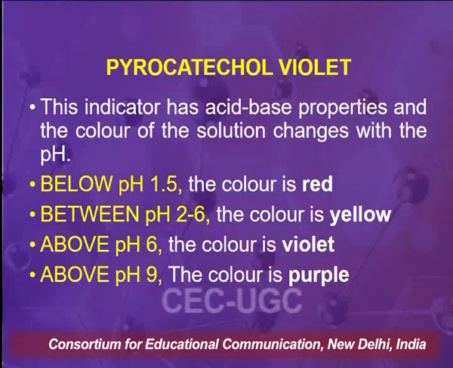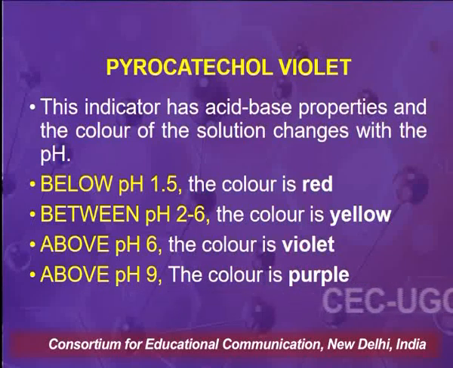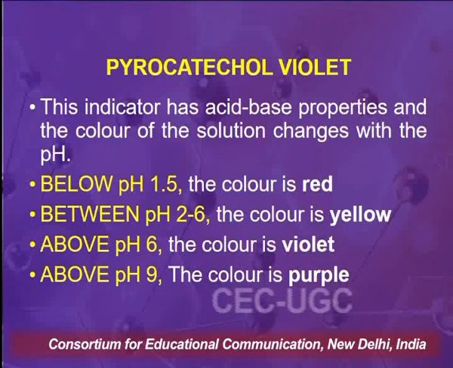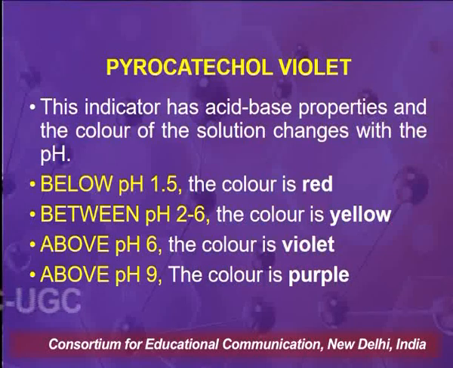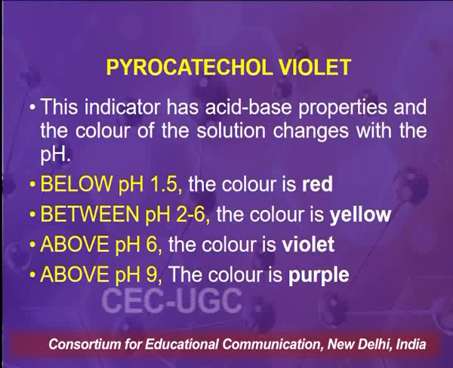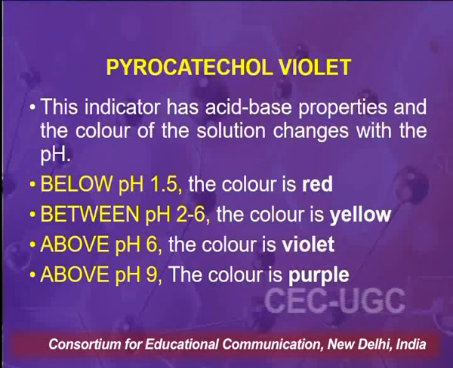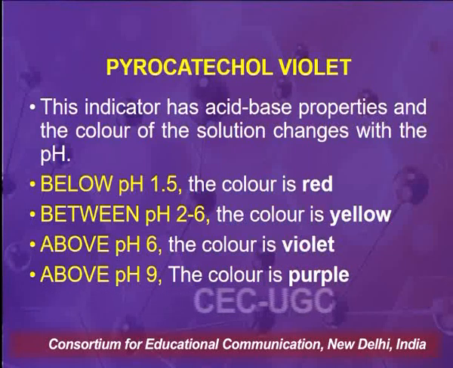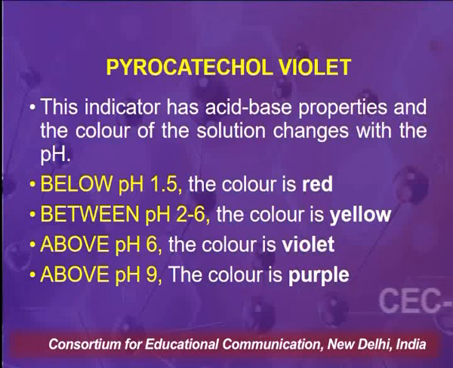Pyrocatechol violet is an indicator which also has acid base properties, and the color of the solution changes with the pH. That is, below pH 1.5 the color of the indicator is red. Between pH 2 to 6 the color is yellow. Above pH 6 the color is violet, and above pH 9 the color is purple. So the color of the indicator changes from red, yellow, violet, purple from acidic to basic or alkaline solution.